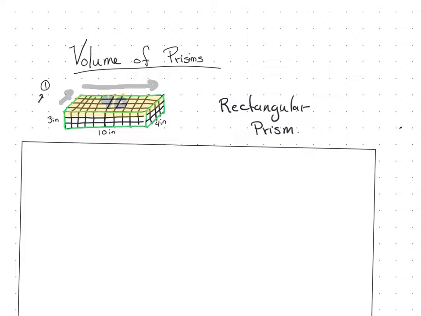But because I'm not looking at just the top row, I have to look at the entire prism. If I look, I've got 40 cubes in each row, and I've got 1, 2, 3 rows of them. So when I'm calculating the volume, if I find the area of the base up here, and then I multiply it by the number of rows, it'll tell me how many total cubes I have. So that gives us our formula for volume.